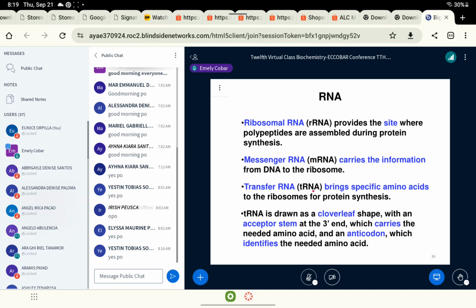Then, pag nandun na siya, the transfer RNA, tRNA, these are the ones that bring specific amino acids to the ribosomes for protein synthesis. They carry specific amino acids, and these specific amino acids are coded by the three bases present in the mRNA. Transfer RNA is drawn as a clover leaf shape with an acceptor stem at the 3' end which carries the needed amino acid, and an anticodon which identifies the needed amino acid.